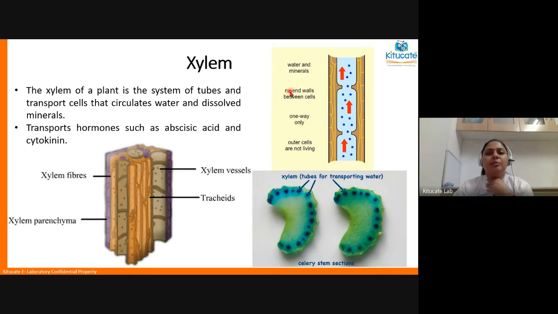Now what does xylem do? Xylem, first thing, carries water and minerals. Now you all know that these minerals are absorbed from the soil.